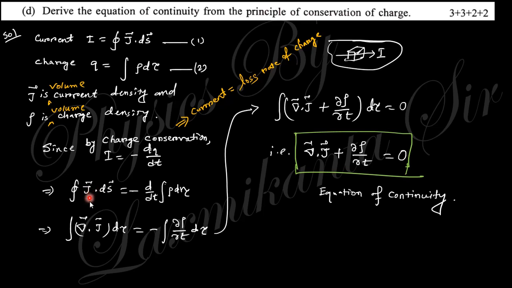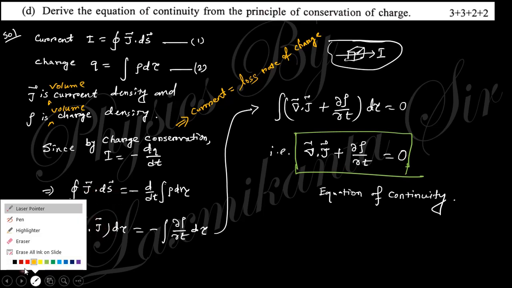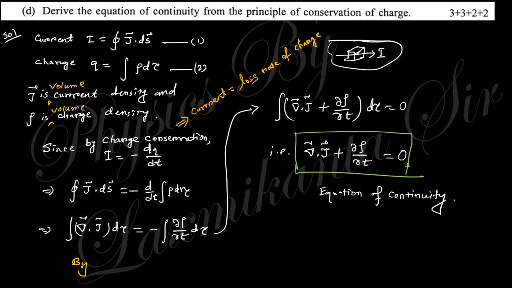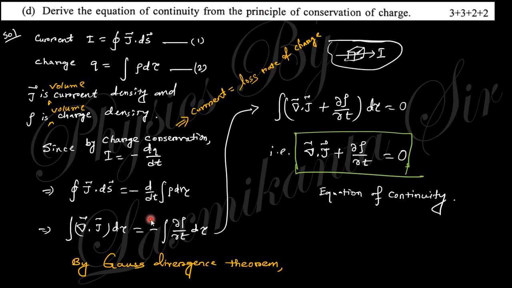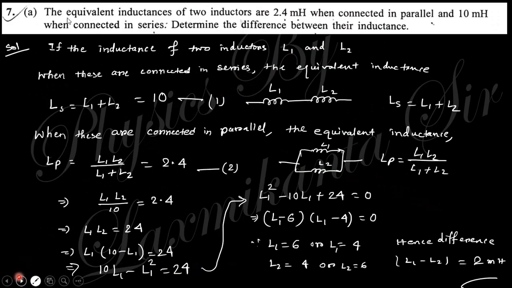So this can be written in the volume integration form, and by the Gauss divergence theorem you can write this, and this is del rho by del t. So if you add these two things, finally you get the equation of continuity. Right. Go to the next one.